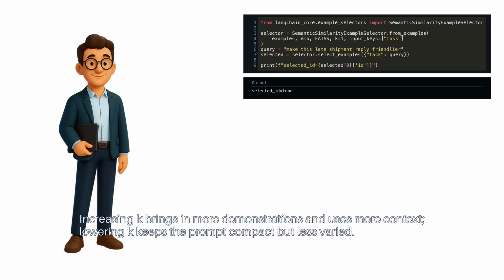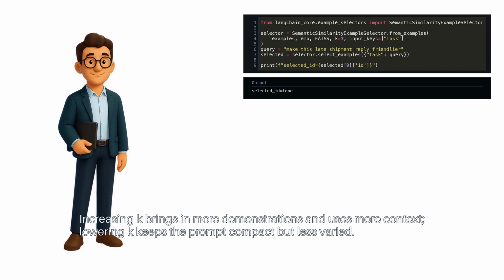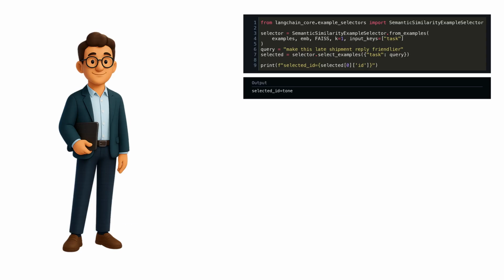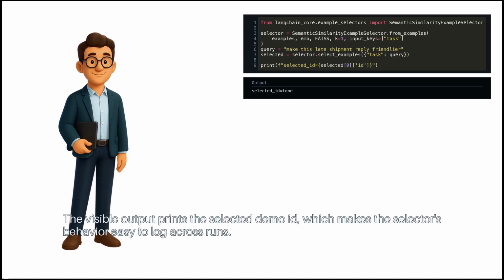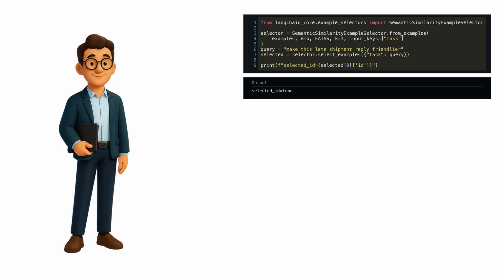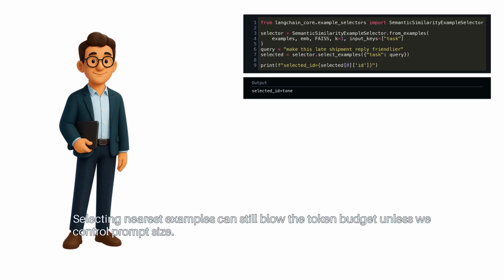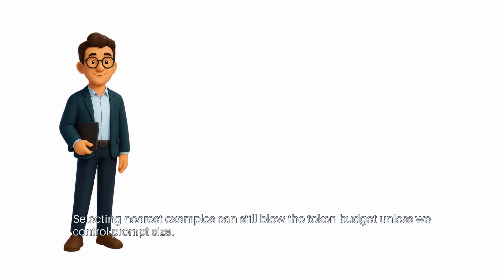Increasing K brings in more demonstrations and uses more context. Lowering K keeps the prompt compact but less varied. The visible output prints the selected demo ID, which makes the selector's behavior easy to log across runs. Selecting nearest examples can still blow the token budget unless we control prompt size.